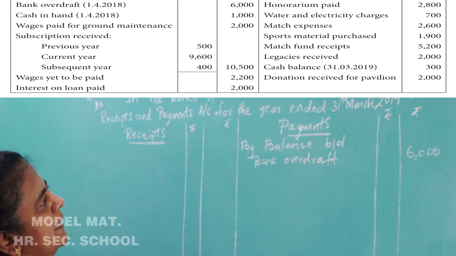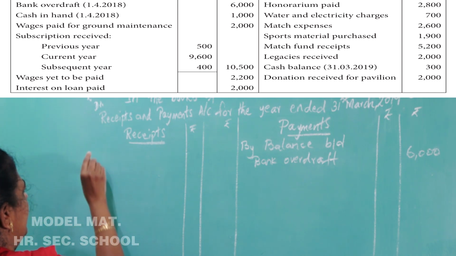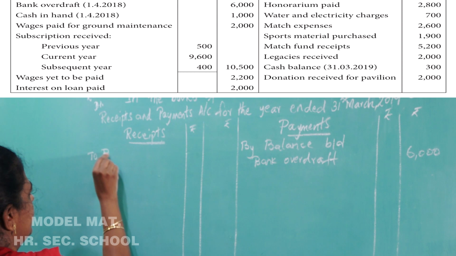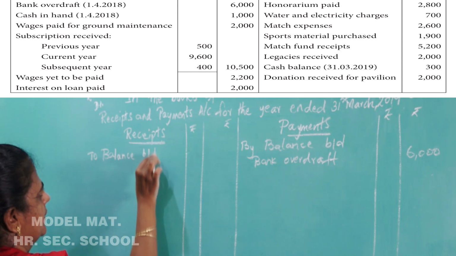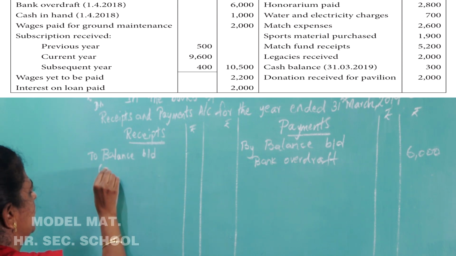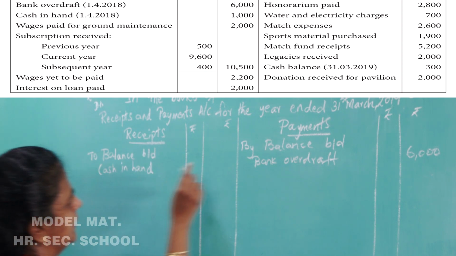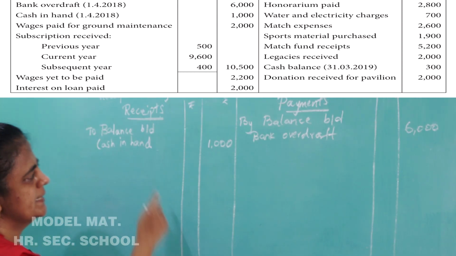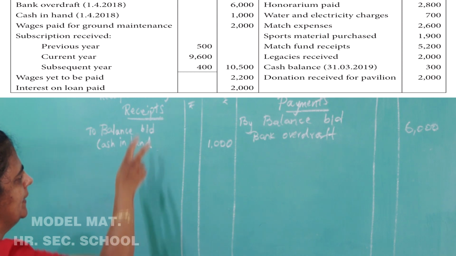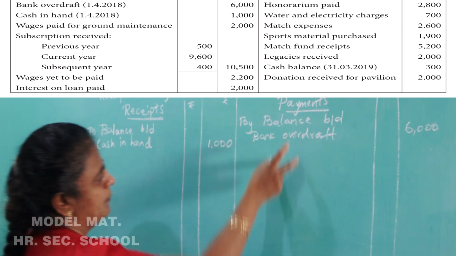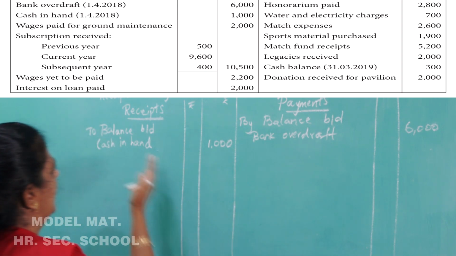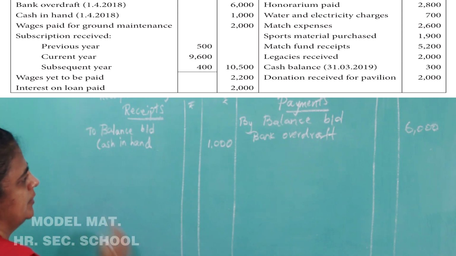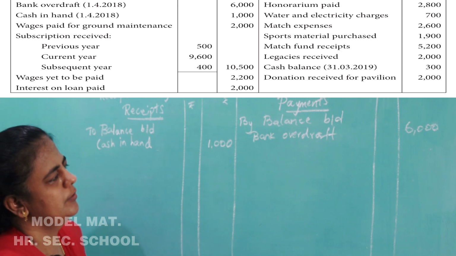Bank overdraft 6,000. Next item is cash in hand. Again, that is an opening balance. So write here to balance brought down, and under that, cash in hand 1,000. So these are the opening balances. Next, you have to identify which are the receipts and which are the payments, then put all the payments on the payment side and all the receipts on the receipt side, that is the debit side.